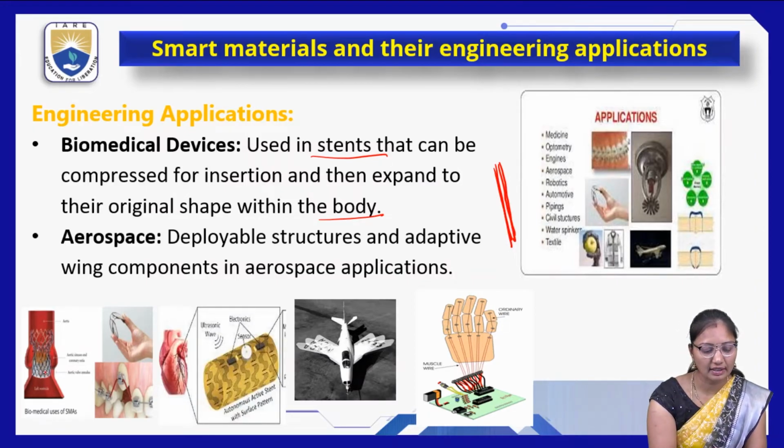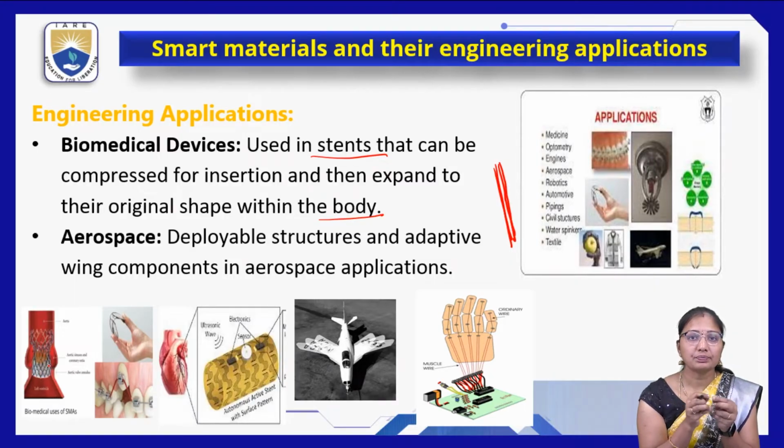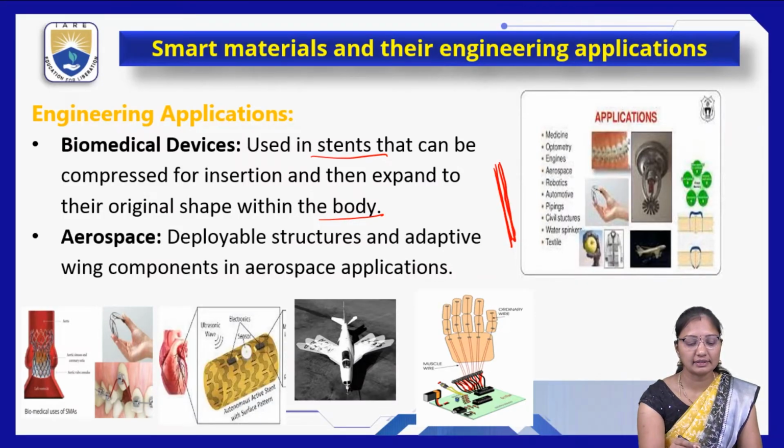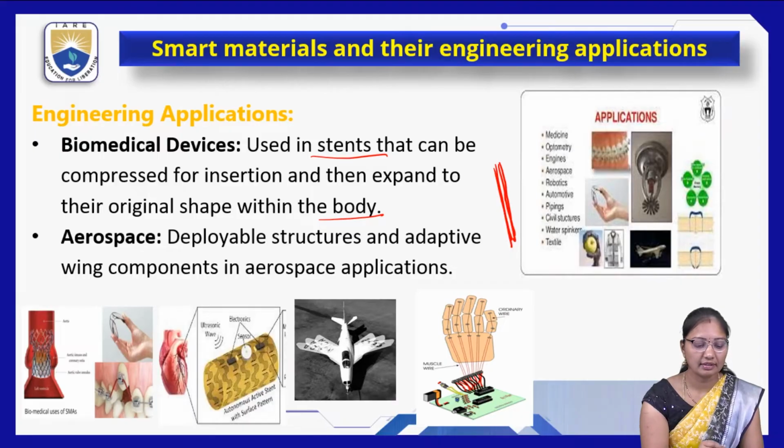So this is the stent. It is like a mesh. It is allowed to pass through the blood vessel, and after entering a certain point, it is allowed to retain its original shape and it expands. So this is the biomedical use of smart materials or shape memory alloys: the stent.